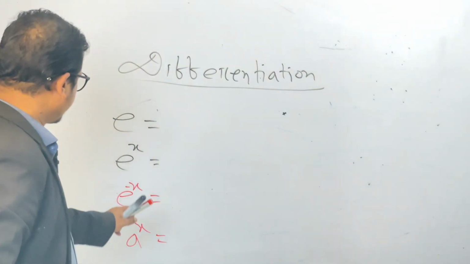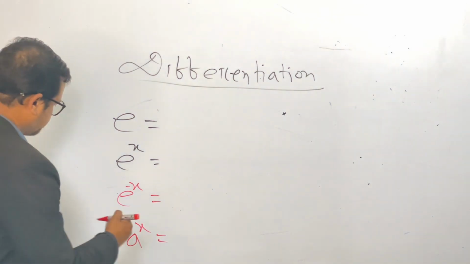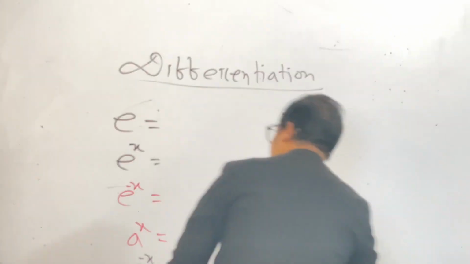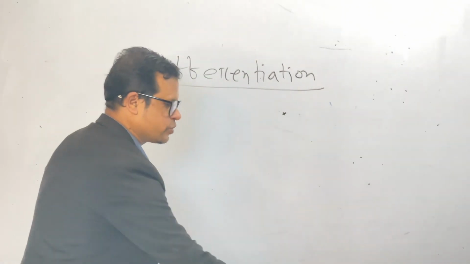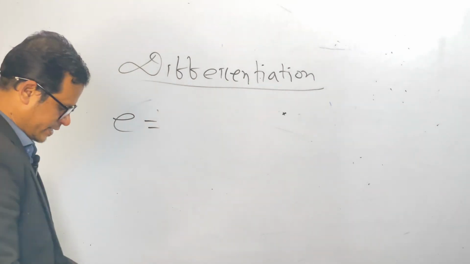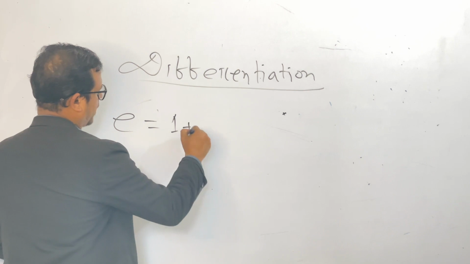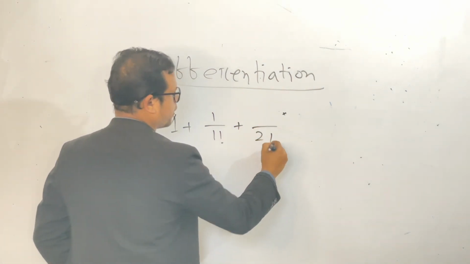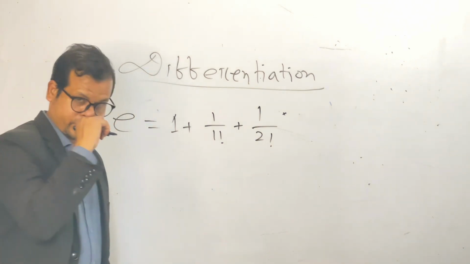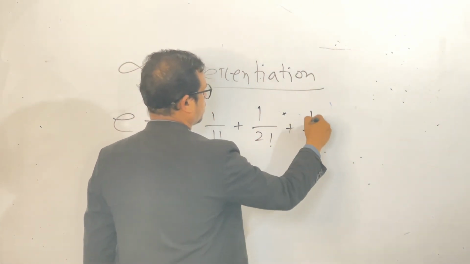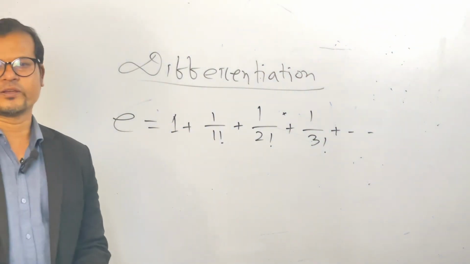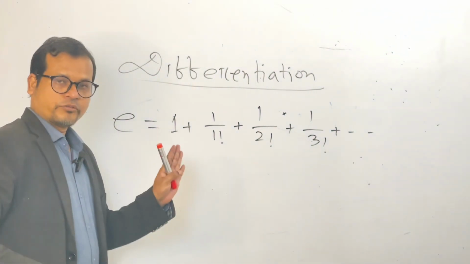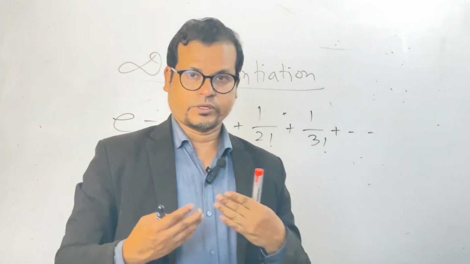Just a simple hint. Now, would you be able to tell me what the series of e is? E equals 1 plus 1 over 1 factorial plus 1 over 2 factorial plus 1 over 3 factorial plus dot dot dot. This is the series of e. Please try to remember this.